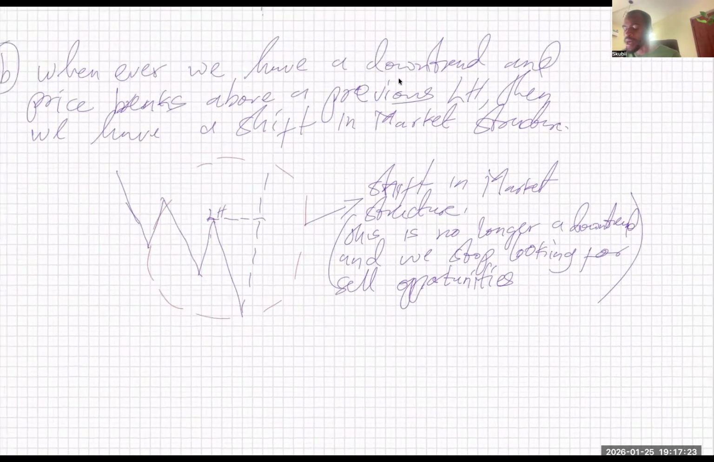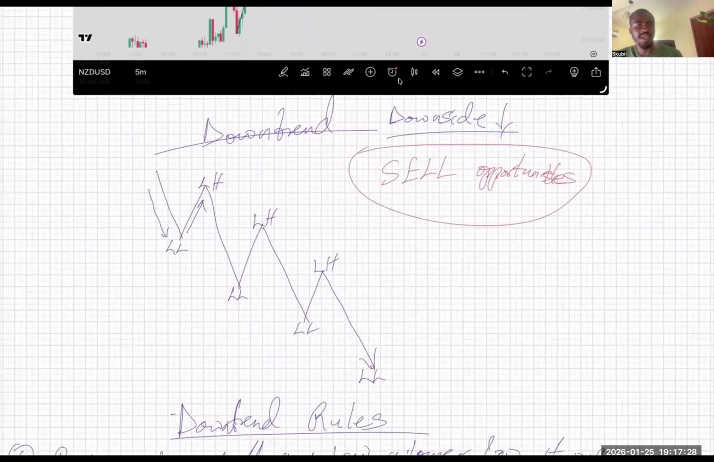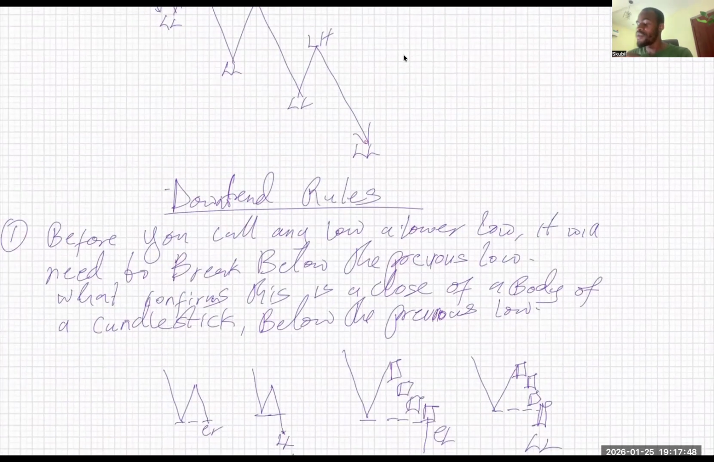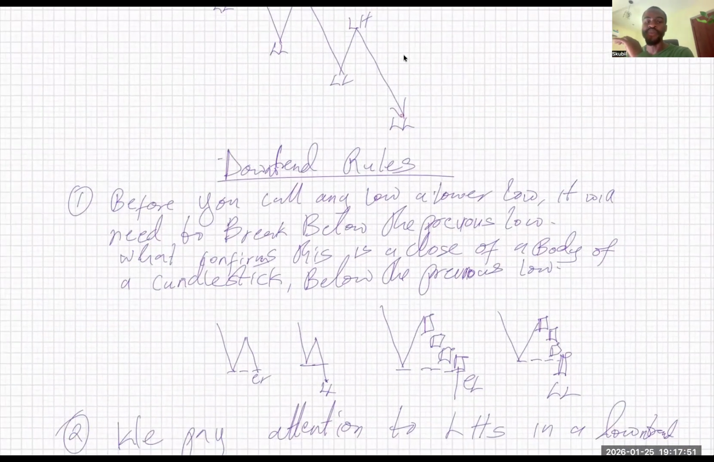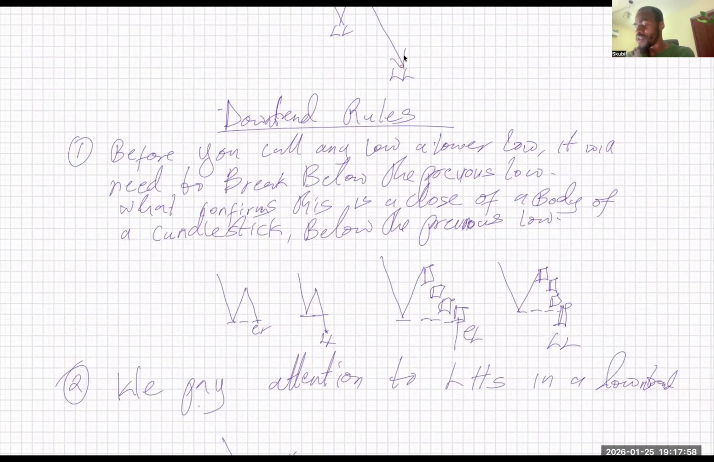Now, a quick recap. What we said was that, first of all, a downtrend is a market condition where price is pushing to the downside. But price never moves in any direction in a straight line. Price will always move in a series of impulsive moves and retracements. In this case, impulsive moves to the downside to create a lower low, retracements to the upside to create a lower high. Impulsive to the downside to create a lower low, retracement for a lower high. Now, downtrend rules. Before we call any low a lower low, it will need to break below the previous low. And what confirms that break is a close of a body of a candlestick below the previous low.